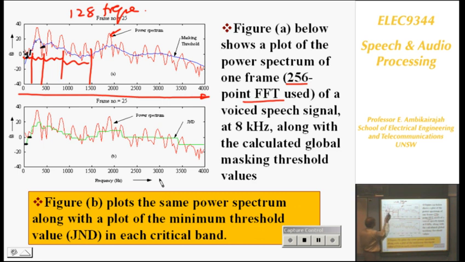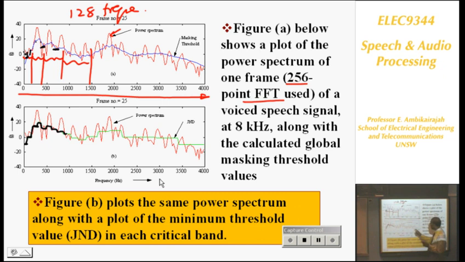For the next band, I worked it out and found that's the minimum. So for the next one, that's the minimum. You can see the green ones are like steps because you have critical bands there. And these are the masking threshold. Do you see that one?